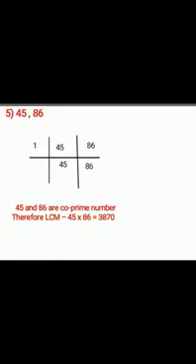The fifth sum. Find the LCM of 45 and 86. Now here children, as 45 and 86 are co-prime numbers, that means 45 and 86 are not divisible by the same number. So they are co-prime numbers. So therefore LCM of 45 and 86 is 45 into 86, which is equal to 3870.